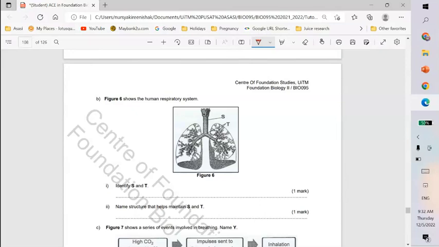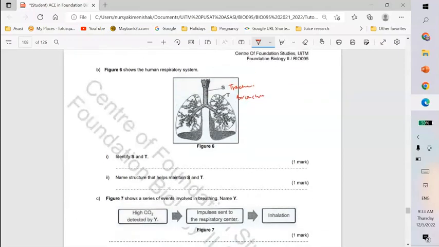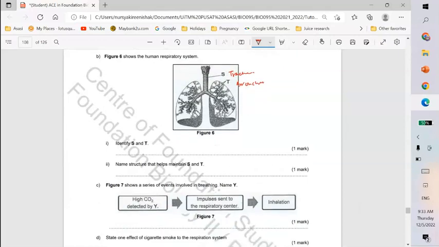Figure 6 shows the human respiratory system. S is trachea and T is bronchus. Bronchus or bronchioles? Bronchi, because it is the bigger one. So, straightforward.